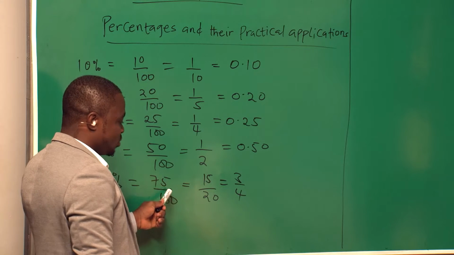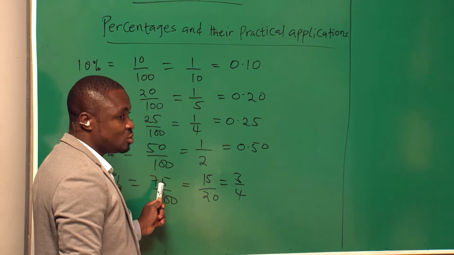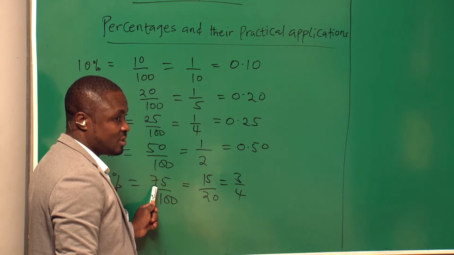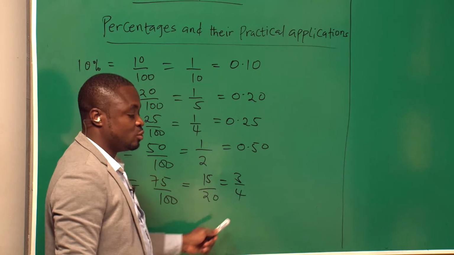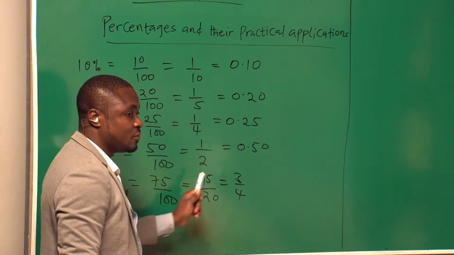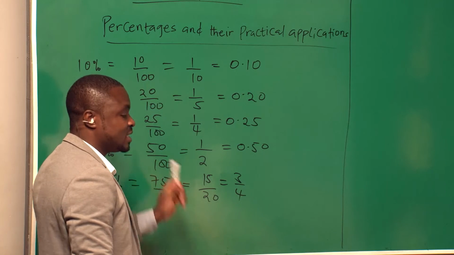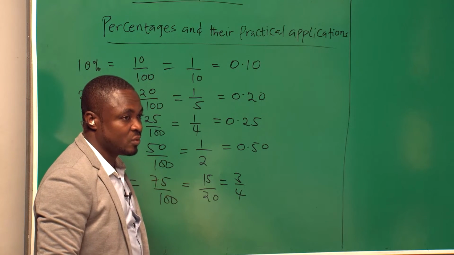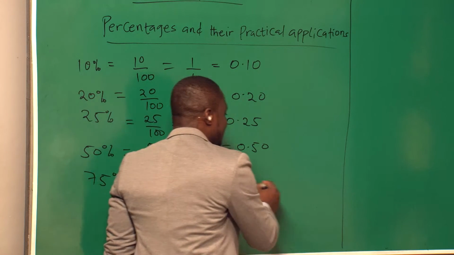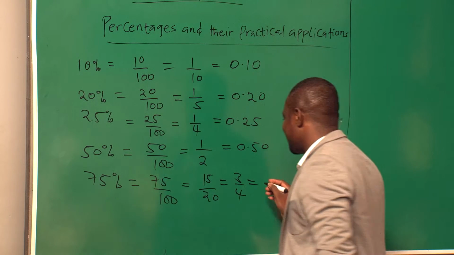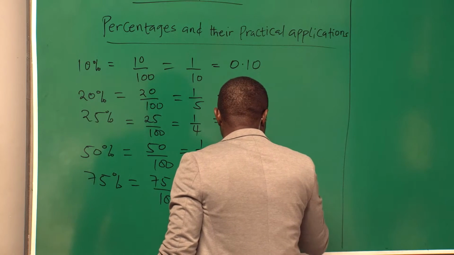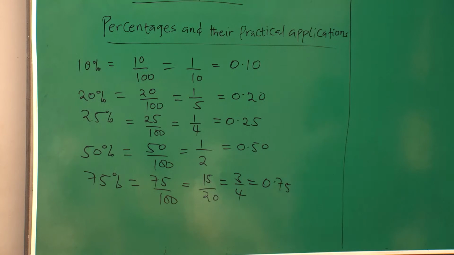So you could go straight away and use 25 as the common factor. 25 into 75 will give you what? 3. And 25 into 100 will give you what? 4. So 75% is the same as 3 over 4. And in decimal fraction form, Samira, how do you write it? 0.75.